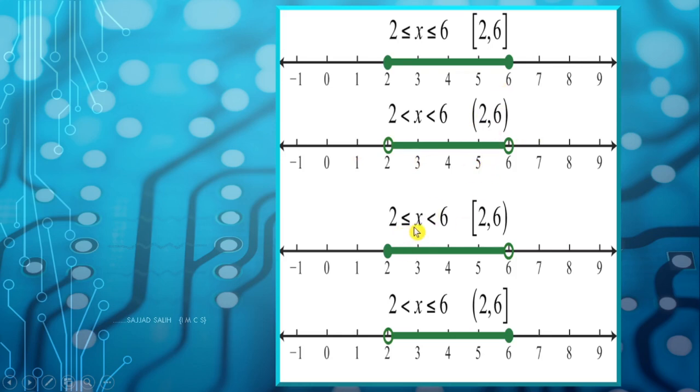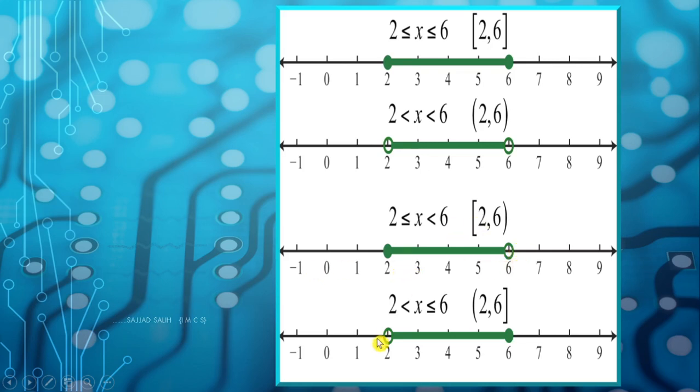2 less than or equal to x less than 6 means 2 is involved, it is closed, and 6 is not involved, it is open. Here is the notation 2 comma 6, and here it is graphically defined, with the points 2 and 6, and between them all the points 3, 4, 5 are x points, 2 involved but not involving 6.